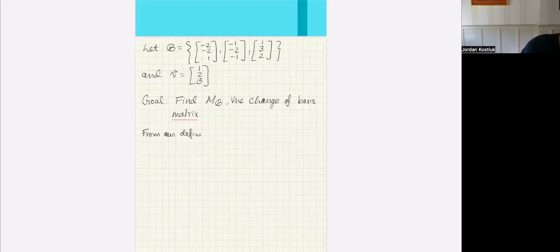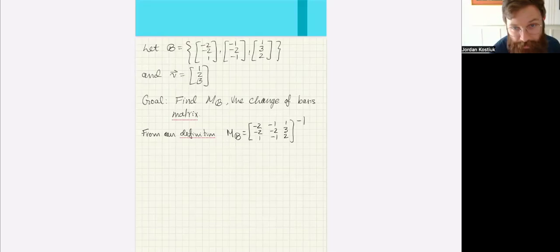So from our definition, the first part of calculation is really just like assembling the ingredients in the right way. From our definition, this change of basis matrix is the inverse of the matrix whose columns correspond to the vectors in B. So that's the inverse of that matrix, which in principle is a perfectly valid description of it.